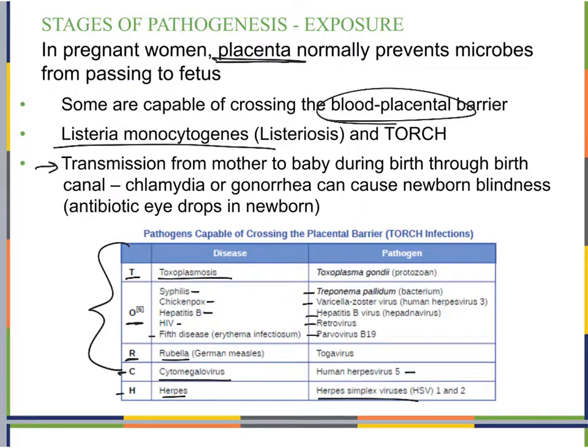We have transmission that can come from the mother to the baby also during birth through the birth canal. The TORCH and the listeriosis are those that can go through the blood-placental barrier. And then we also have to keep in mind that at this point it's not a fetus, but a baby, and the baby can get an infection as it's going through the birth canal. Things like chlamydia or gonorrhea can be passed along to the newborn, and those things can actually cause newborn blindness, which is why a long time ago people started putting antibiotics in the eyes of a newborn.